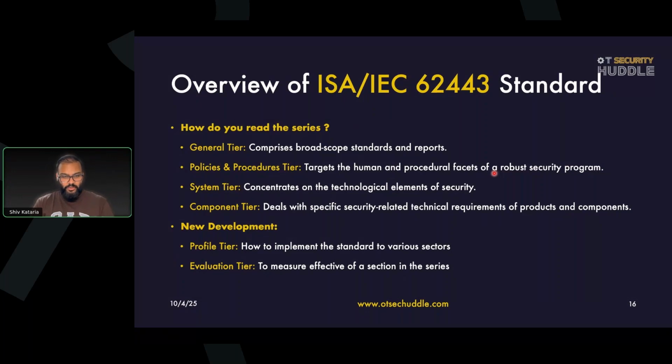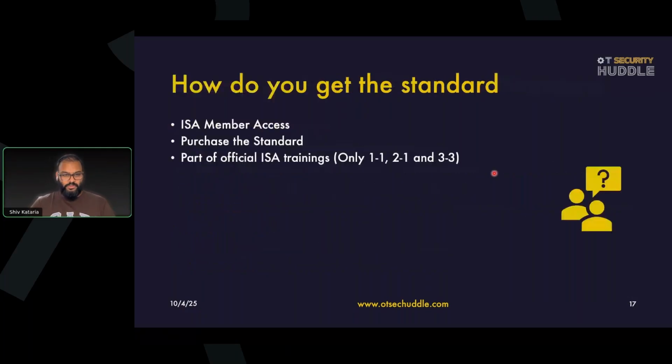Initially, when you look at the standard, it might feel overwhelming, but trust me, there is a method to this madness to handle and understand the overall architecture of the documents. There are three different ways you can access this standard. You can be an ISA member and get free access to the standard parts. You can purchase the standard; each document generally costs around 200 to 250 euros or dollars. And if you officially attend ISA training, they might give you a few documents. Generally, they give 1-1, 2-1, and 3-3 in the official training.